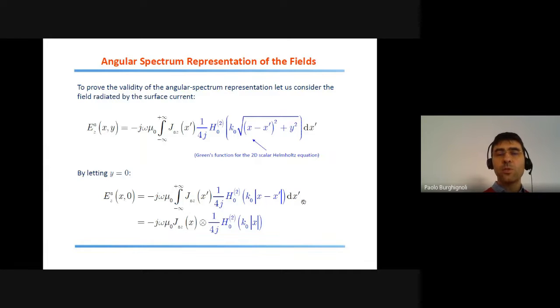In particular, if you evaluate this scattered field on the plane y equals 0, what you get is explicitly a convolution, that is the convolution between the function that expresses the surface current and the Hankel function evaluated at k0 times the absolute value of x.